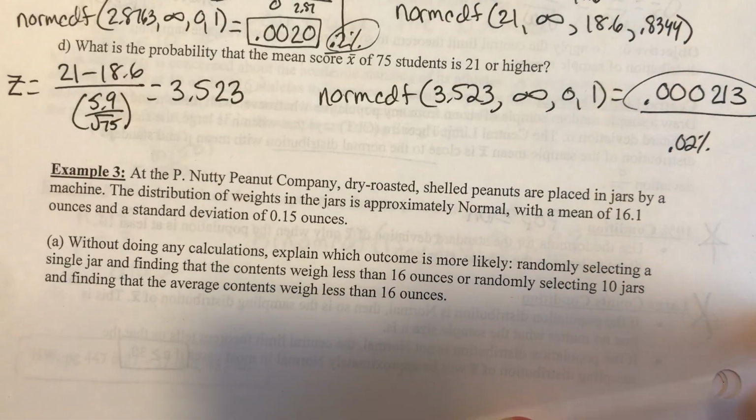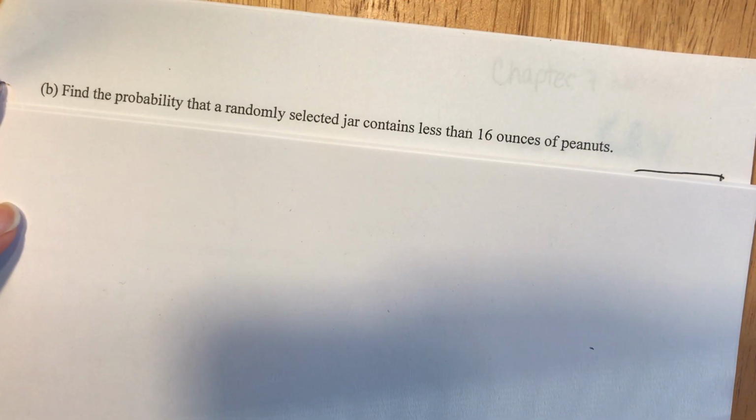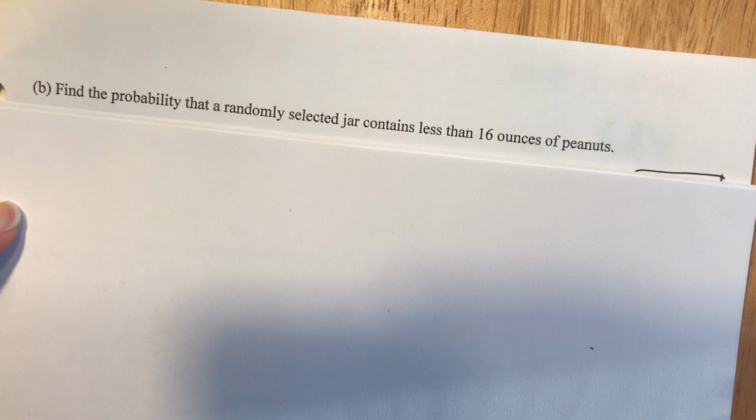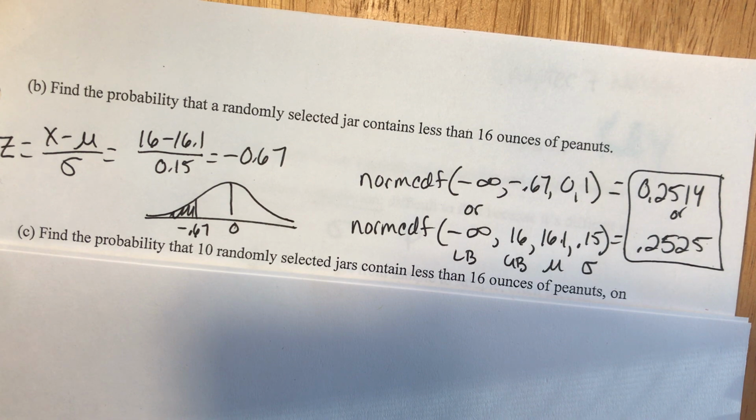Okay, now if we go to the next page to find the probability, you guys try this on your own. Find the probability for part B that a randomly selected jar contains less than 16 ounces of peanuts. So we want a jar. Pause the video, try it, unpause, take a look. Okay, you could have solved it 2 different ways.